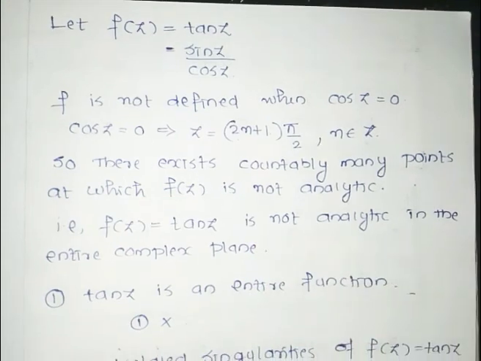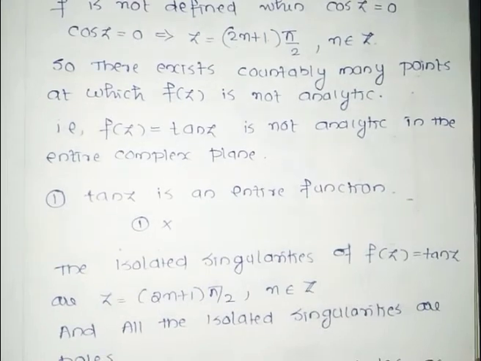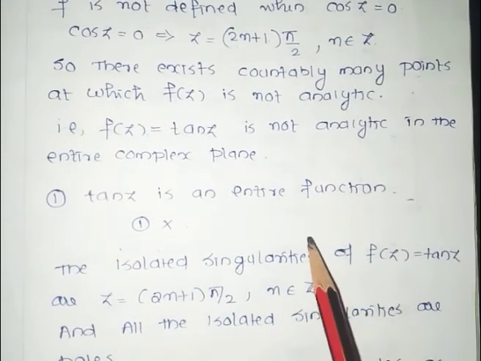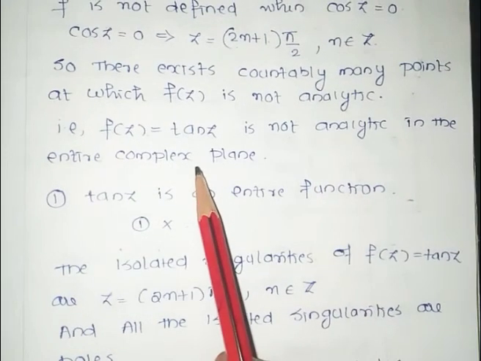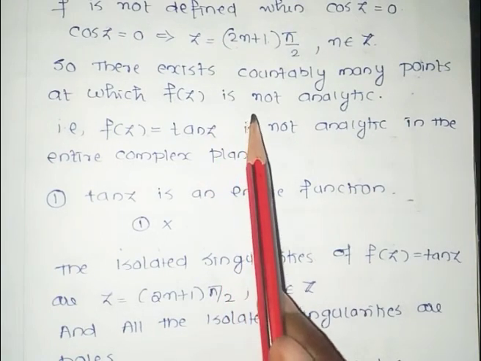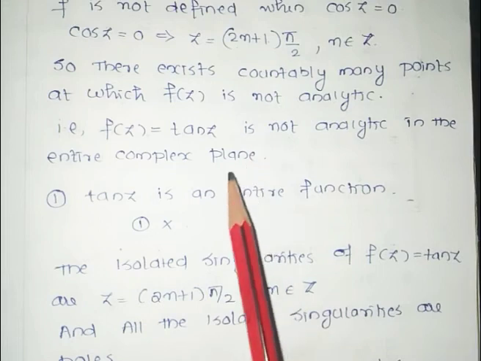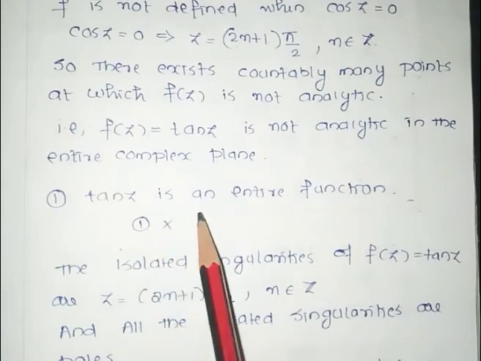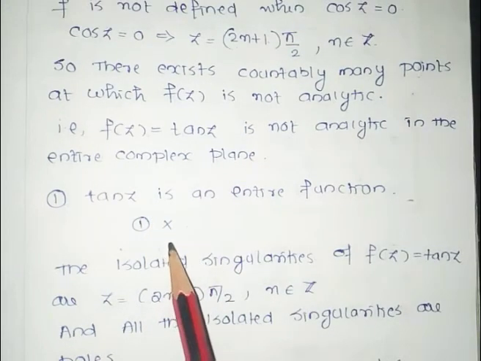Now we go to our first option, which says that tan z is an entire function. But f of z equal to tan z is not analytic at countably many points. Therefore tan z is not an entire function, and therefore our first option is wrong.